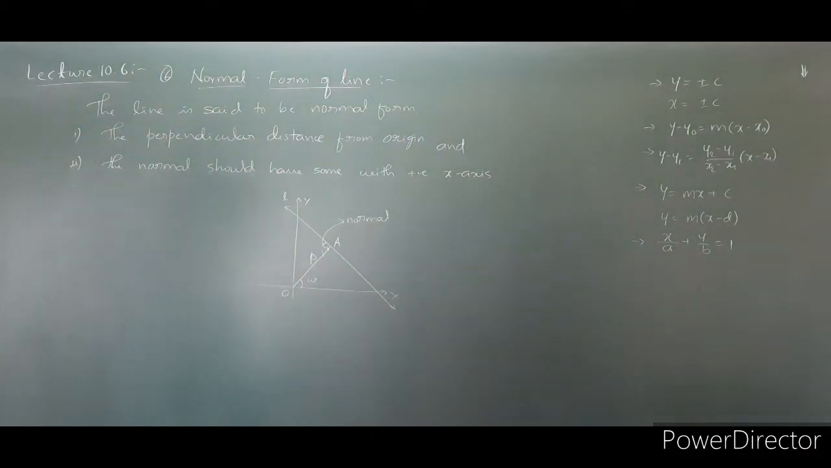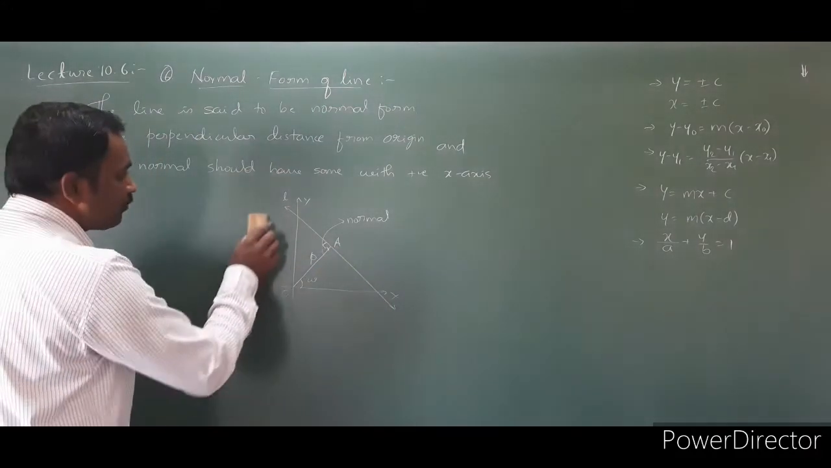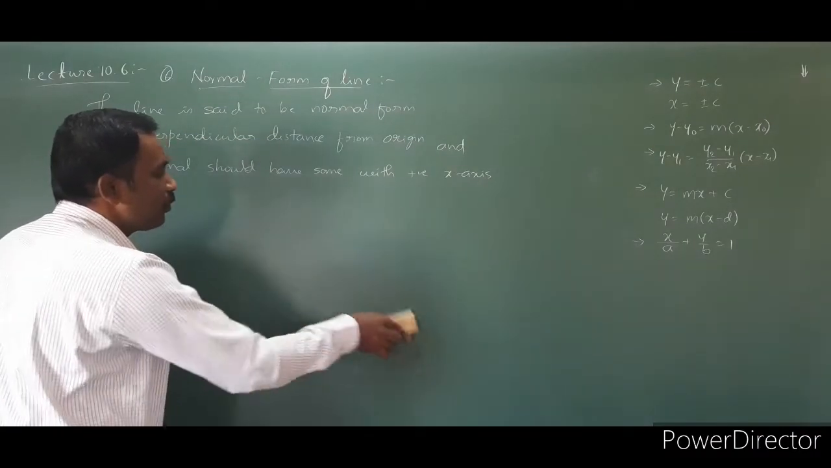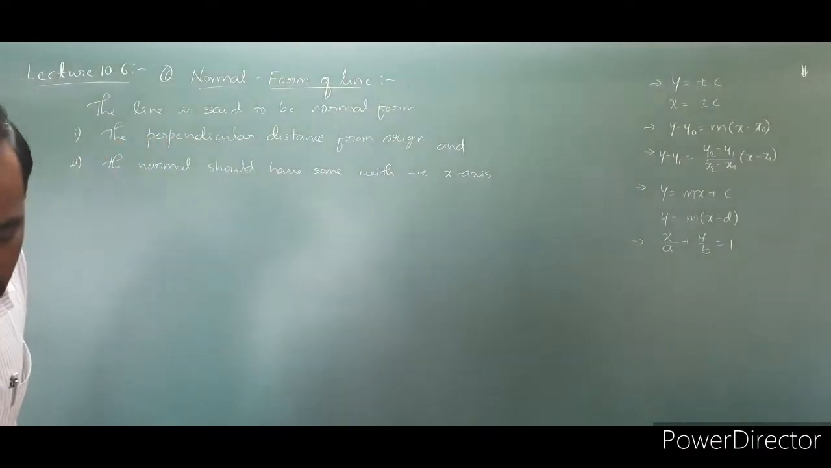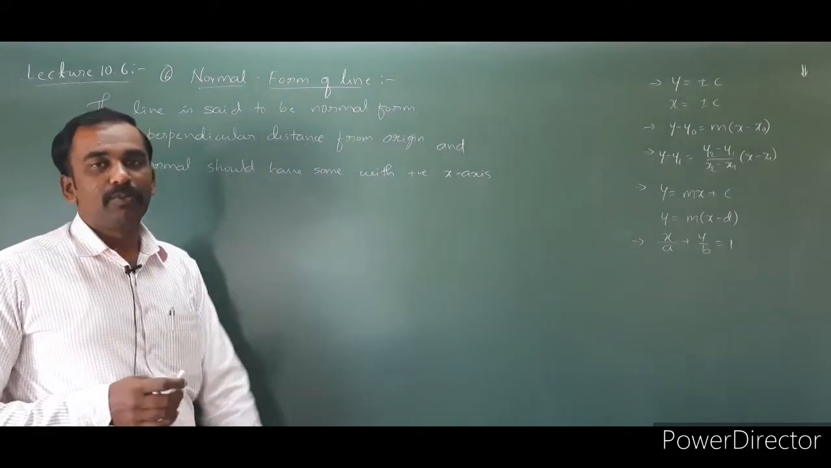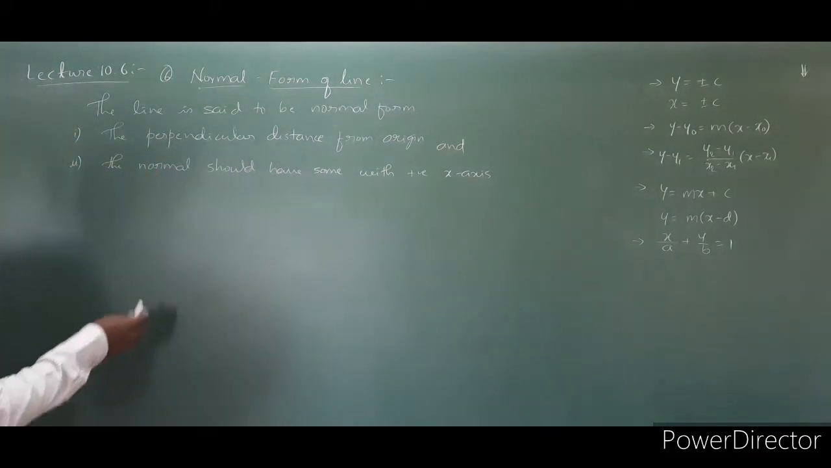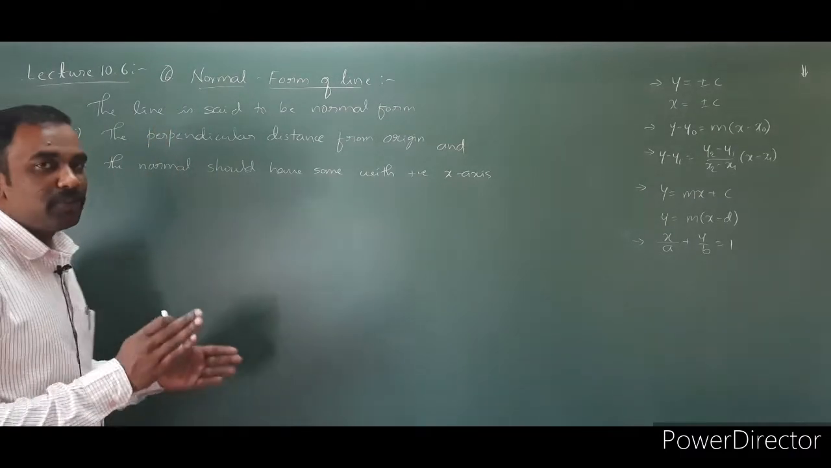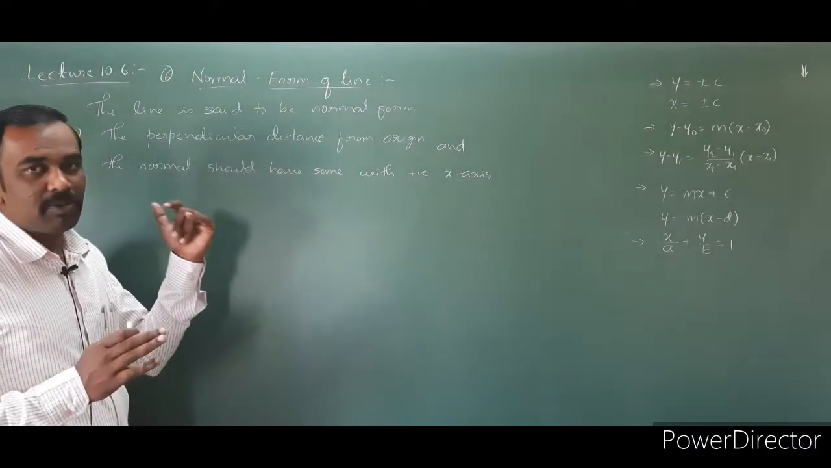Now, I just redraw the diagram. Actually, here four things are there. There are four orientations. Let us take all the four orientations of the normal form. I hope you people are clear about the normal form of the line.